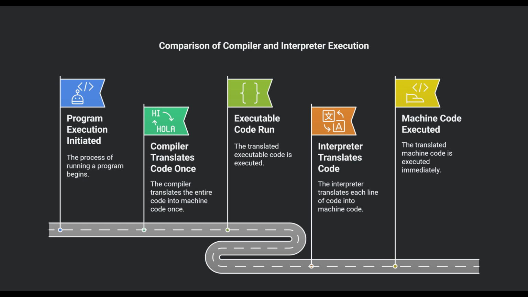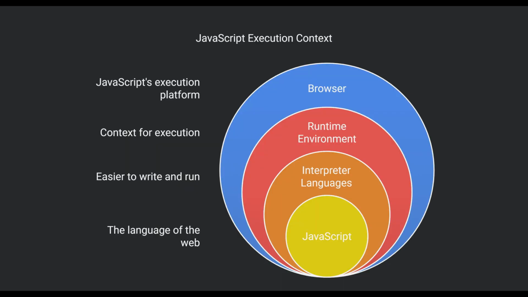Okay, how does JavaScript work in the browser? Let's see this one also. JavaScript execution context is basically provided by the browser. So the browser is giving us a runtime environment. Context for execution is the runtime environment. It is easier to write and run with the help of an interpreted language, and that is why we generally call JavaScript the language of the web.